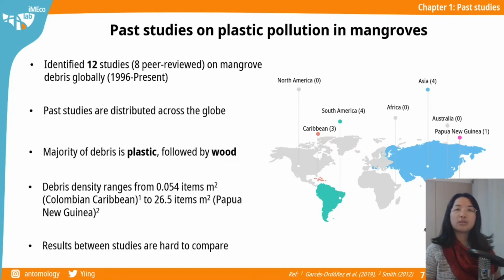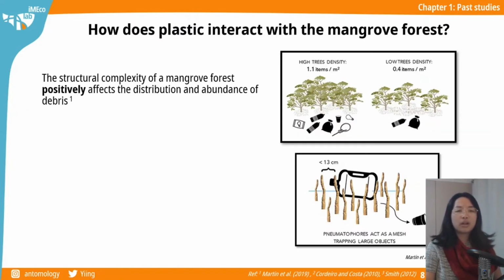Some studies were saying anything bigger than 2 millimeters is a macroplastic, anything bigger than 5 millimeters, and some were saying more than 2.5 centimeters. So those gaps in terms of classifying debris really affect your readings for items per meter squared. But from these studies, there were some similarities in terms of how plastic interacts with and impacts marine forests.